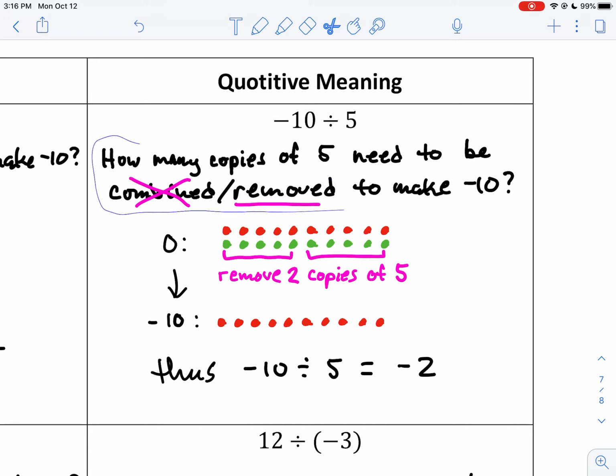So the actual whole question here, though, is now phrased this way. How many copies of 5 need to be removed to make negative 10? Well, negative 10 is 10 reds, so I start with 10 reds and 10 greens, which is 0, and I see that if I remove 2 copies of 5, remove those greens, I'll get the 10 reds. So the answer to this is negative 2, suggesting we remove 2 copies of 5 in order to make negative 10.